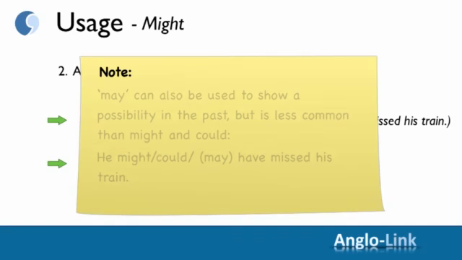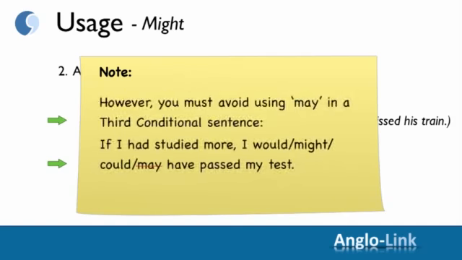However, you must avoid using may in a third conditional sentence. So in this sentence, if I had studied more, you can only say, I would have passed my test, I might have passed my test, or I could have passed my test. Avoid using may.